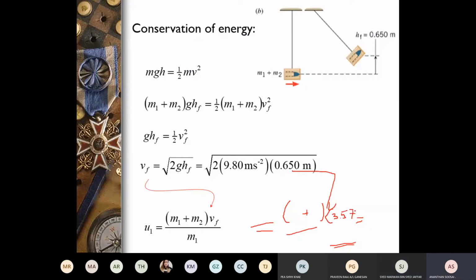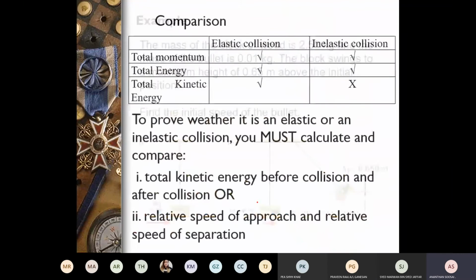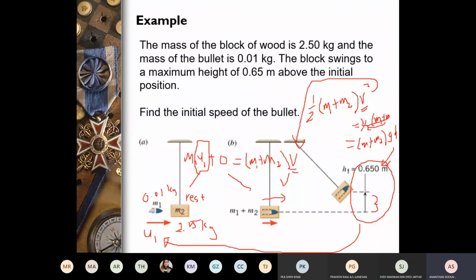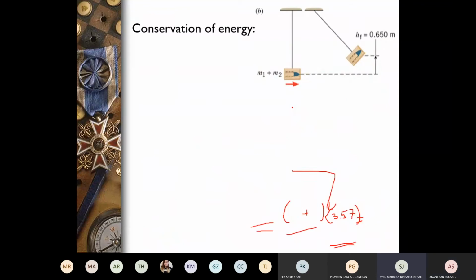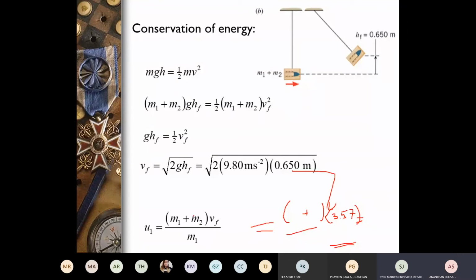3.57. Okay, so M1, M2, put M1 plus M2. M1 and M2, how much? M1 is the bullet, right? Yeah, 0.01 kg, M2 is 2.5? We don't put in M2 because it's zero, right? No, okay. M2 is 0.25. The final block, why zero? Not the mass, the initial speed. Yeah, the initial speed of the block is zero.